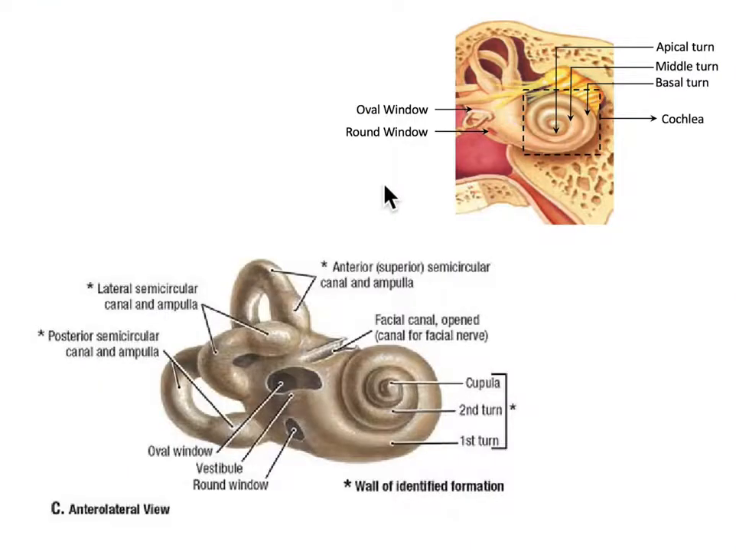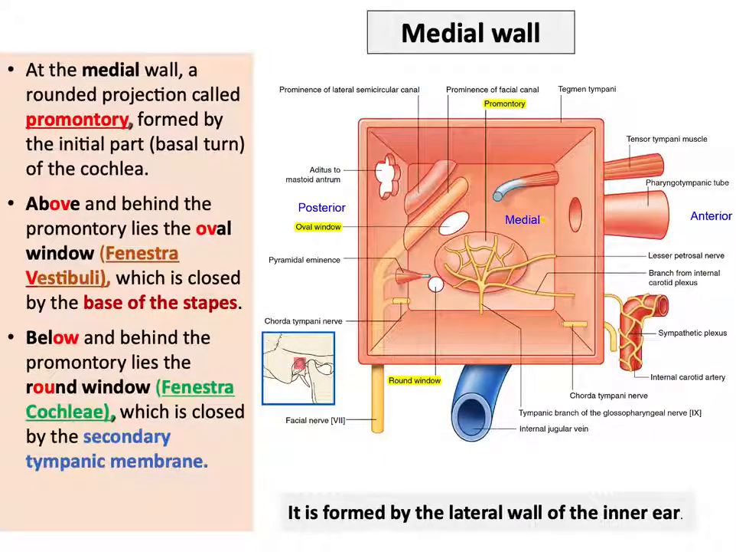Back to the wall. So this is again the last wall, which is the medial wall, and I think I showed you this bulge, which is the promontory, which is created by the basal turn, or the initial part of the cochlea. And of course there is a nerve plexus on it called the tympanic nerve plexus. But as I mentioned, above this promontory there is an oval window, and below it there is a round window, right?